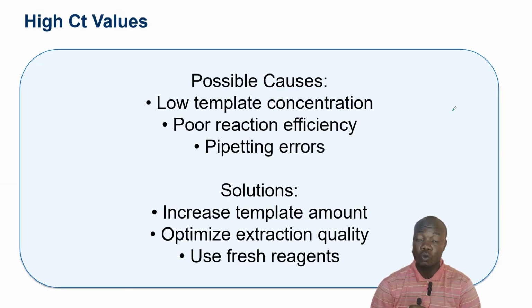So what is the solution if you have a high CT value for your next round of qPCR? You increase the template amount. You need to increase the volume of your template, and then you optimize extraction quality. While extracting your DNA or RNA, make sure that you optimize the extraction quality, and then you use fresh reagent. It's very important because sometimes contamination can also lead to high CT values.